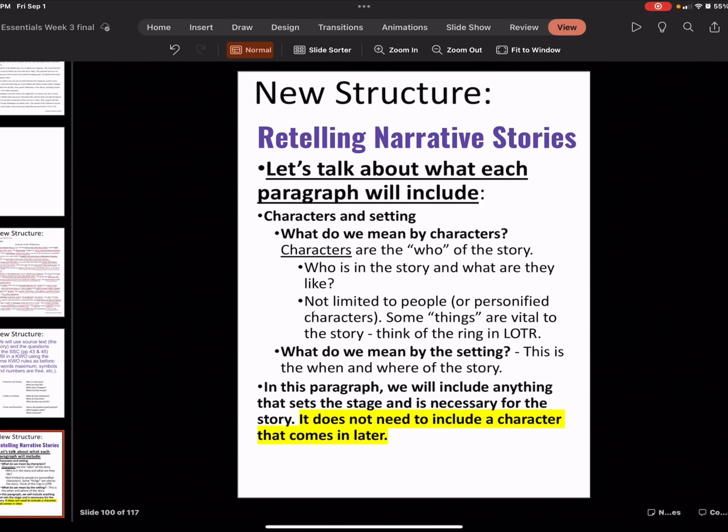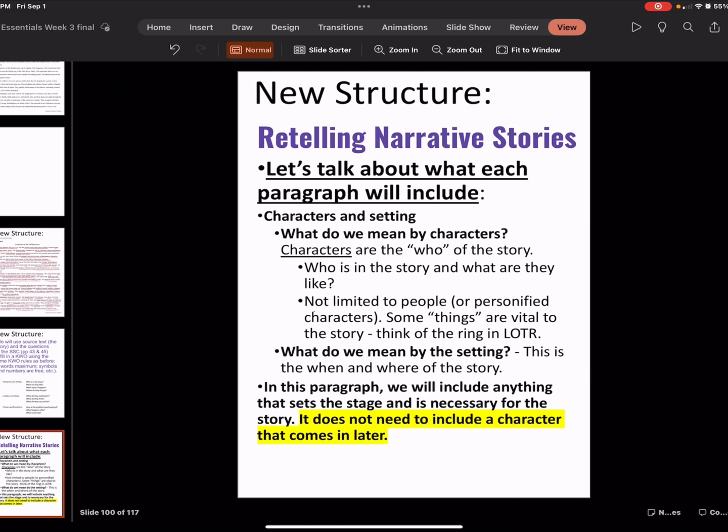They are not limited to people or personified characters. Some things are vital to the story. Think of the ring in Lord of the Rings. What do we mean by setting? This is the when and where of the story. The setting will be literally where it is, what it's like where it is, and also what time it's set during. It could be in the 1920s, it could be in the 1800s, it could be now. All over the place there.